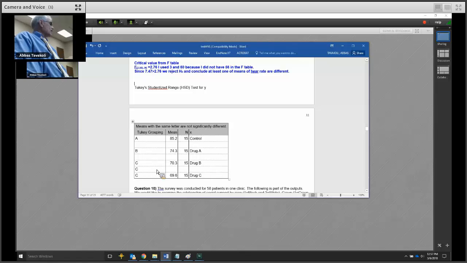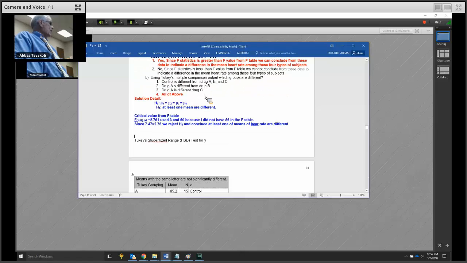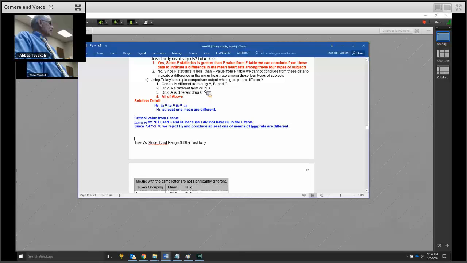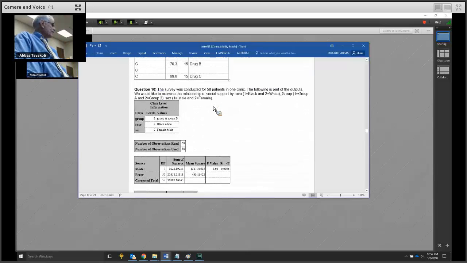B and C are connected to each other. So basically, all of these statements are correct. A is different from B and C. A is different from B, and A is different from C. So all of the above is correct.